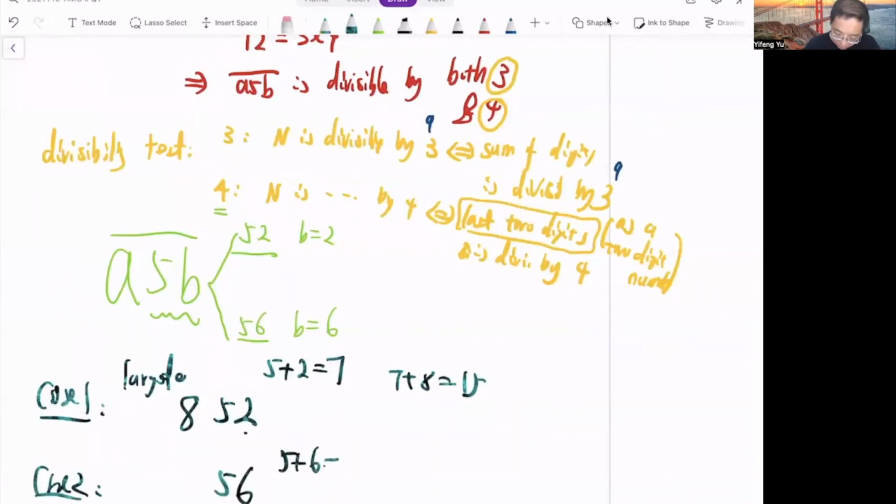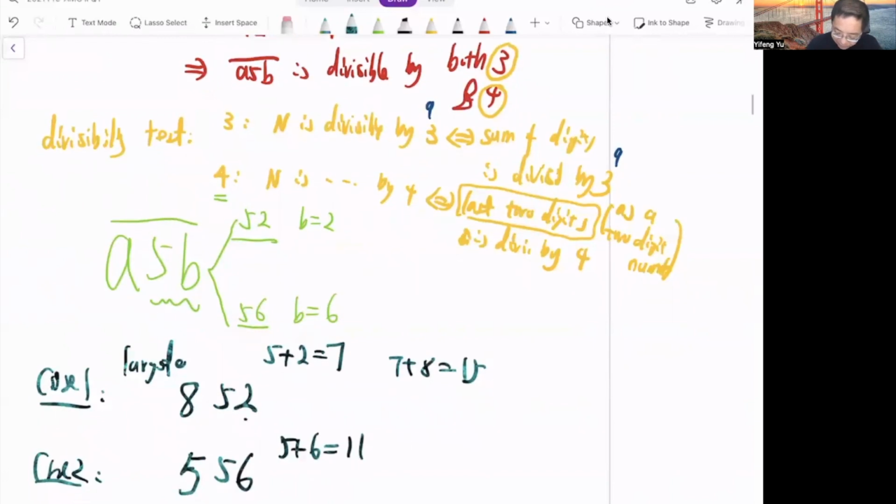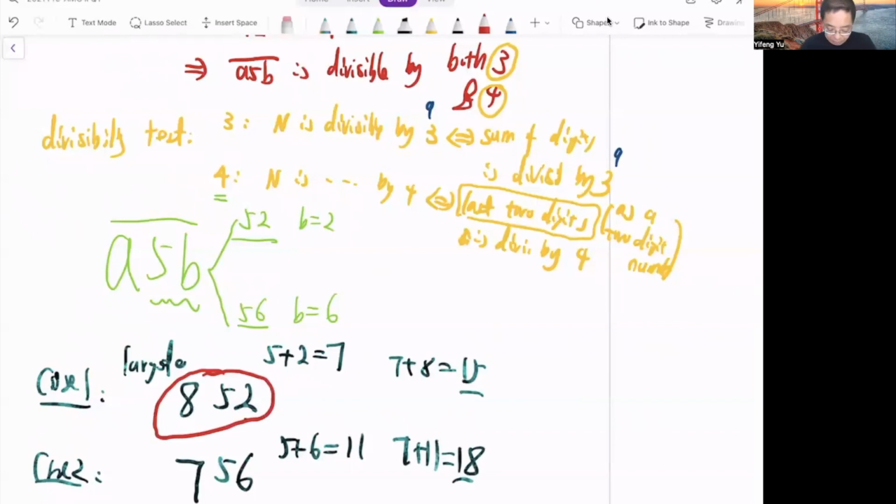Now case 2: suppose I go with 5, 6. Then 5 plus 6 is 11. In order for the sum to be divisible by 3, and to make it as large as possible, we can put 7, because 7 plus 11 is 18, which is divisible by 3. Since we are looking for the largest, the answer is 8, 5, 2. This is the largest one we can go.